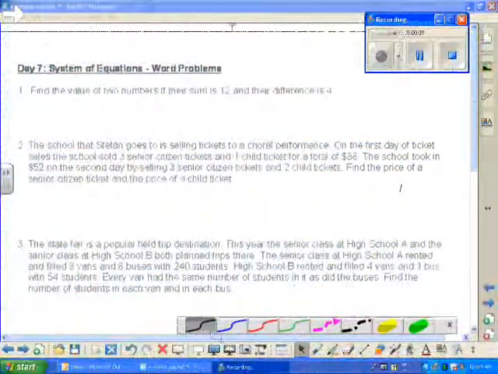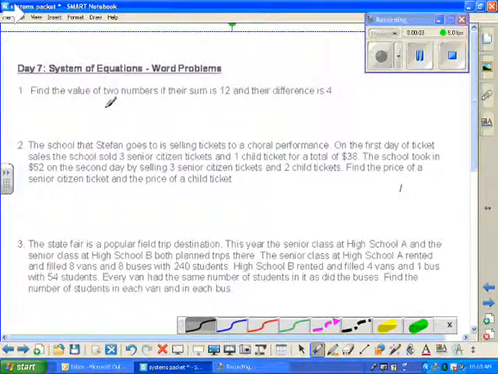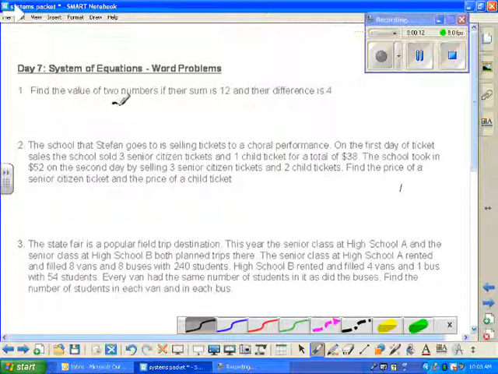Okay, the first question we have is find the value of two numbers if their sum is 12 and their difference is 4. So we're going to let x be one number, and y the other number. Okay, so what it's saying is that the sum is 12. So what does that mean?